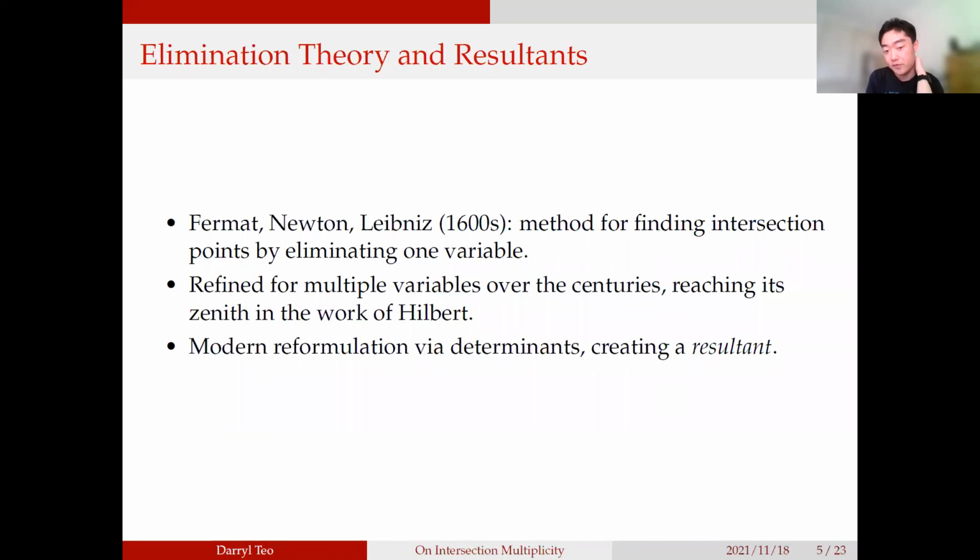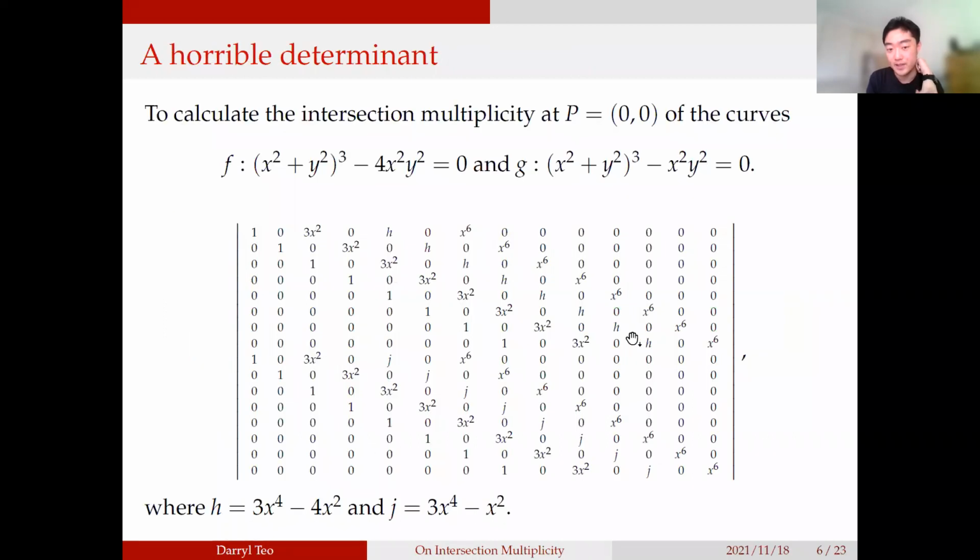This was refined for multiple variables over the centuries and reached its zenith in the work of Hilbert, who used it most famously to solve all problems in invariant theory. And the modern way to formulate it is via linear algebra and determinants, creating something called a resultant. I have an example of it in this slide.